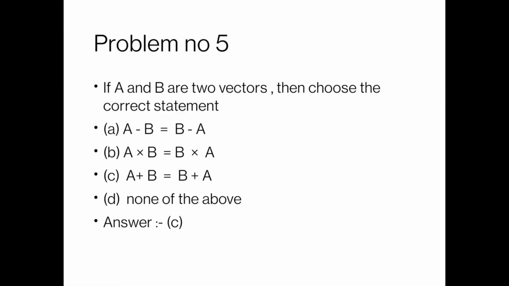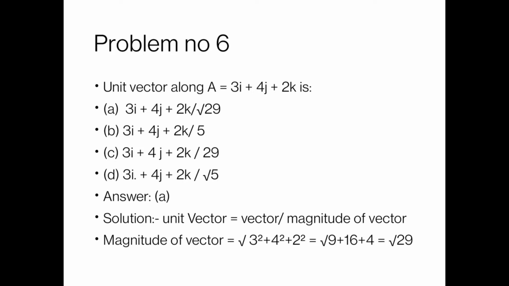Now problem number 5. If A and B are two vectors, then choose the correct statement. Both are vectors. A minus B is equal to B minus A is not a correct one. A cross B is equal to B cross A is not a correct one, because A cross B is equal to minus of B cross A. But A plus B is equal to B plus A is the right one. The sum of these two vectors is the same, whether A is taken first or B is taken first. So the correct answer is C, A plus B is equal to B plus A. Now problem number 6.